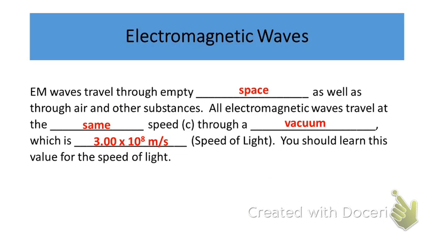EM waves is just an abbreviation for electromagnetic wave. An EM wave travels through empty space as well as through air and other substances. All electromagnetic waves travel at the same speed through a vacuum, which is 3.00 times 10 to the 8th meters per second. This is known as the speed of light, and it's very important that you learn the value of the speed of light.